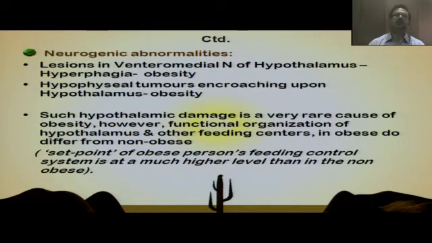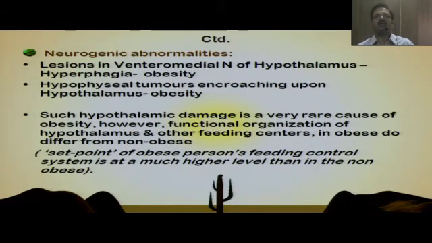There are some neurogenic abnormalities, like lesions in the ventromedial nucleus of the hypothalamus, that lead to hyperphagia and obesity. And there are certain hypophyseal tumors encroaching upon the hypothalamus that lead to obesity. Although these two factors are a little bit rare, and such hypothalamic damage is a very rare cause of obesity.